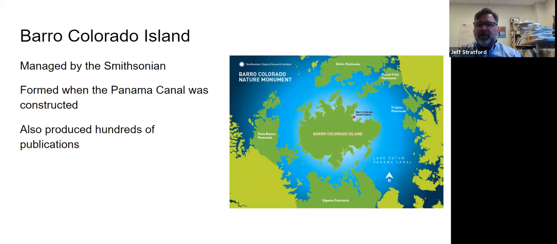And when they built the Panama Canal, they had the lock system on the Pacific coast and the Atlantic coast and dammed it up. And that produced a lake, and that is Lake Gatun. But the mountaintops in that lake became islands. So Barro Colorado Island is essentially a mountaintop. And this has been studied for decades and decades and also produced hundreds of publications.